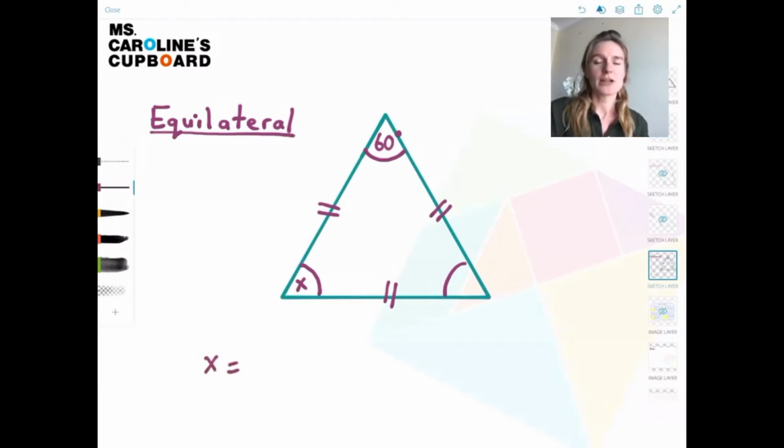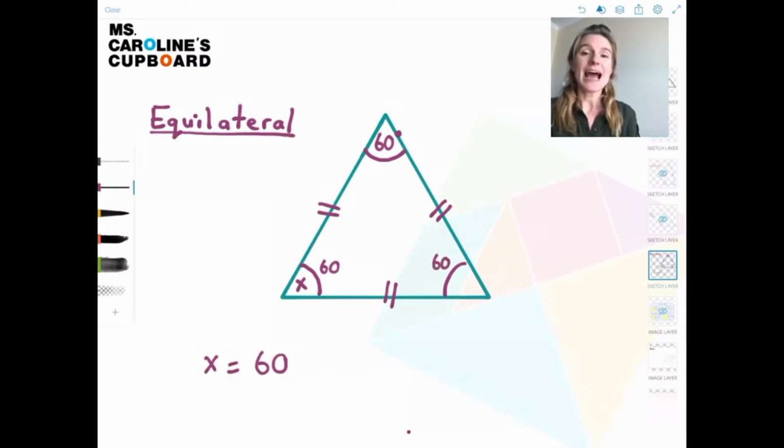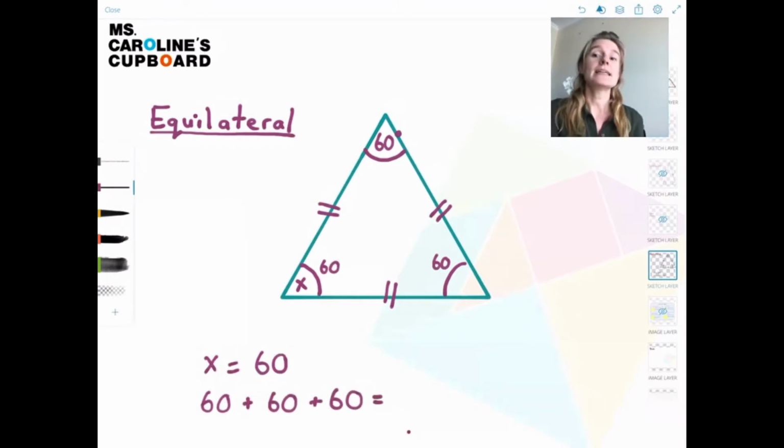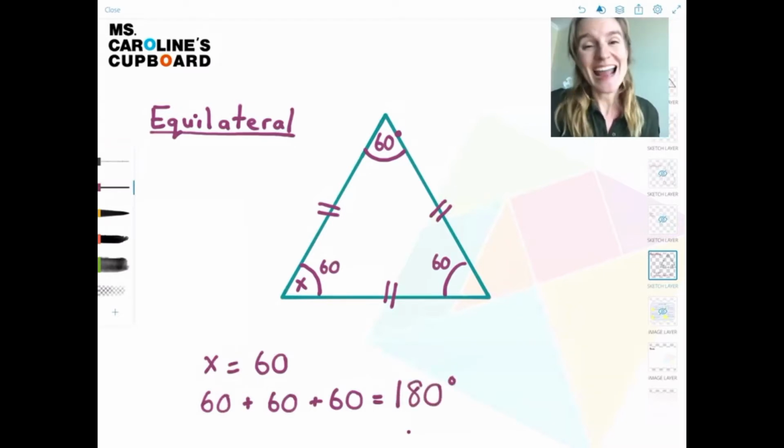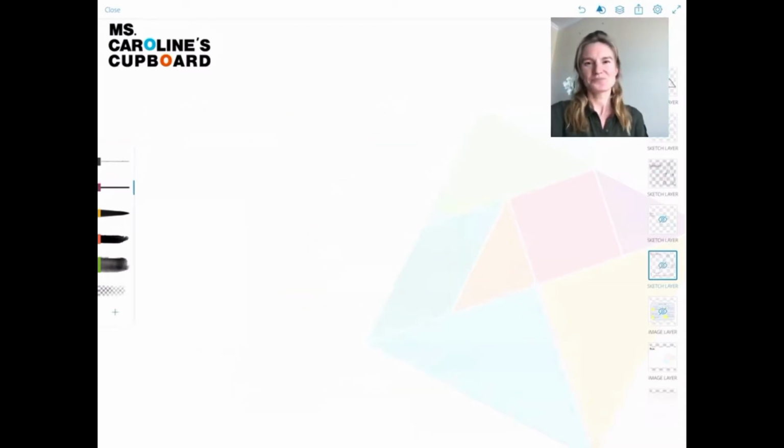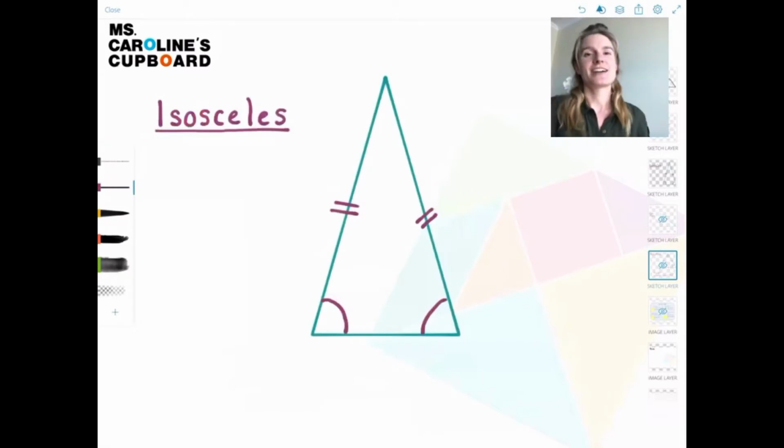Now, what do we know about an equilateral triangle's angles? They're 3, the same, aren't they? So we know that this angle is also going to be 60. And we can test out our rule of 180 by adding these 60s together. So 60 plus 60 plus 60 is, what's 6 plus 6 plus 6? 6, 12, 18. Add the 0, 180. So 180 degrees, it works, doesn't it? Fantastic. So if it's an equilateral triangle and one of our angles is missing, we know it's always going to be 60. Always.